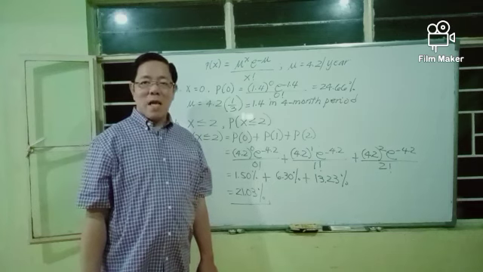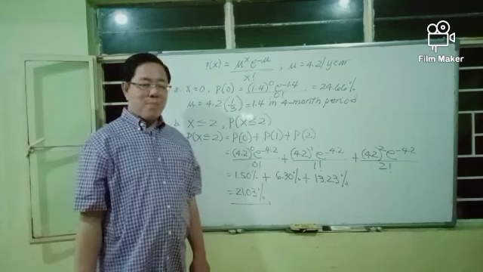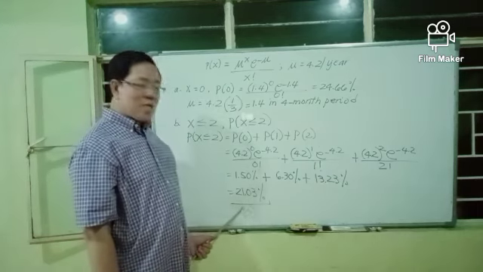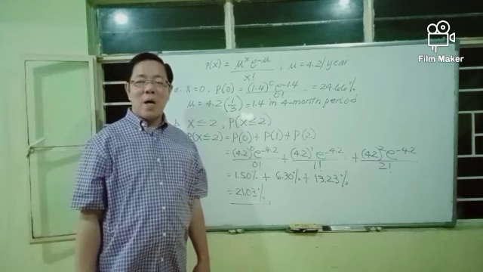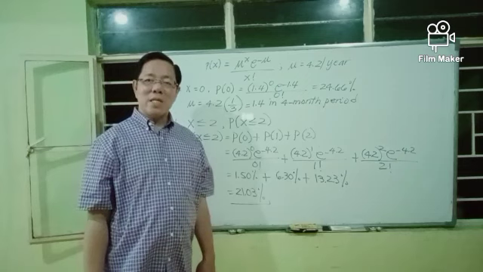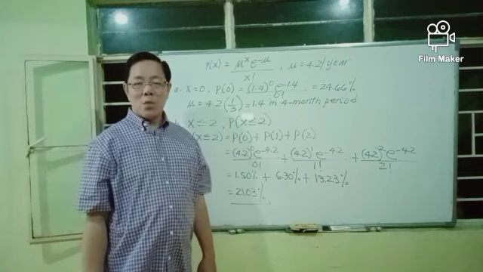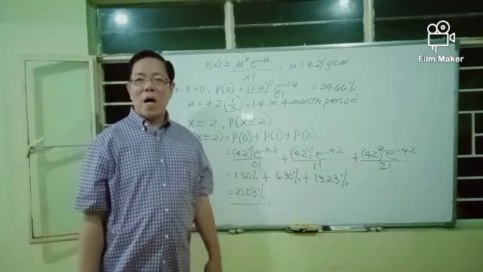If you are asked to find the probability that there will be more than 2 power outages in a year, that is x is 3, x is 4, x is 5, etc., then you simply subtract 21.03 from 100, and that's the probability that the number of power outages in a given year is more than 2 power outages. And this completes the solution for our example.